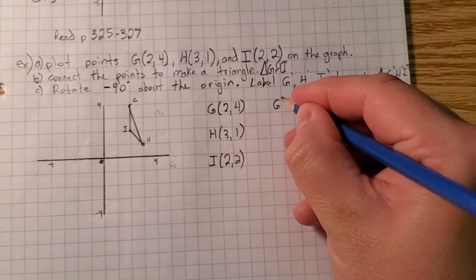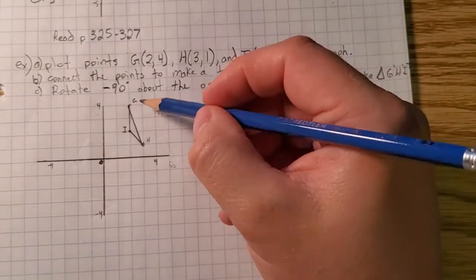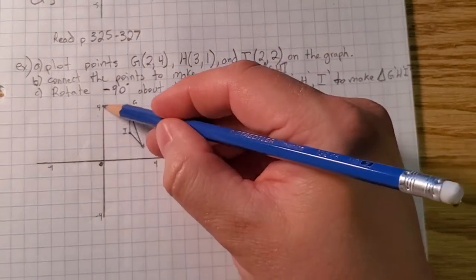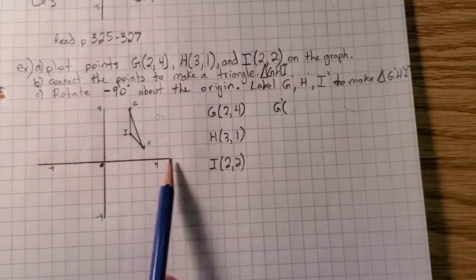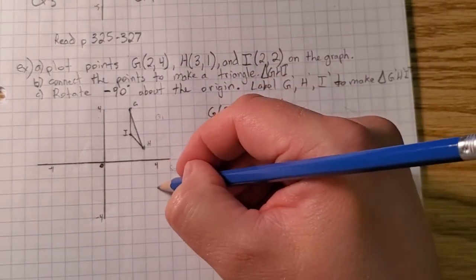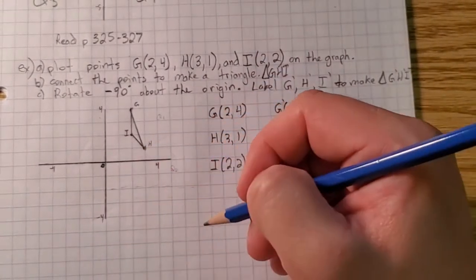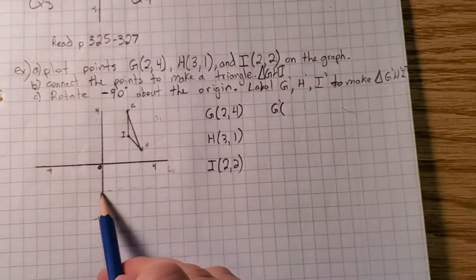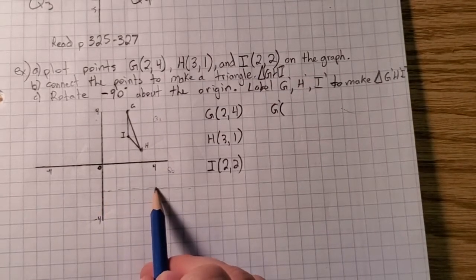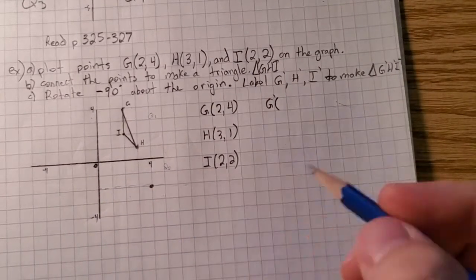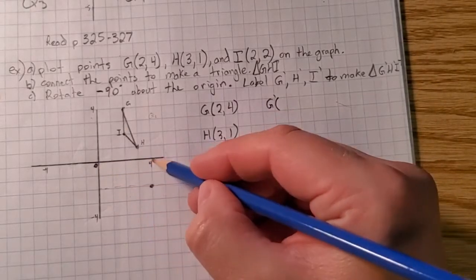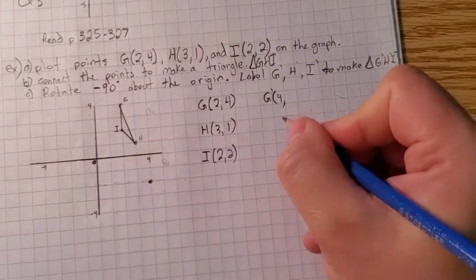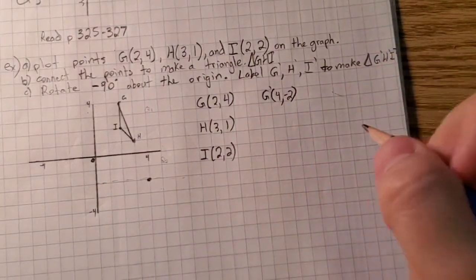For G prime, I'm taking this, and you notice that it's got 2. It's 2 away from this line. I'm now going to make it 2 away from this line. Okay? It's going to be 2 away. It's going to be somewhere along here. And it was 4 up from this line. So it's got to be 4 up from this line. So it's going to be 4 up. So it has to be right here, which means it is at positive 4 and negative 2. Okay, just follow along.